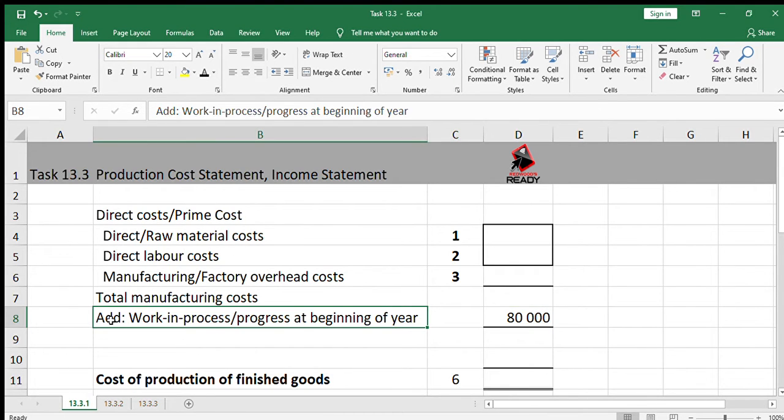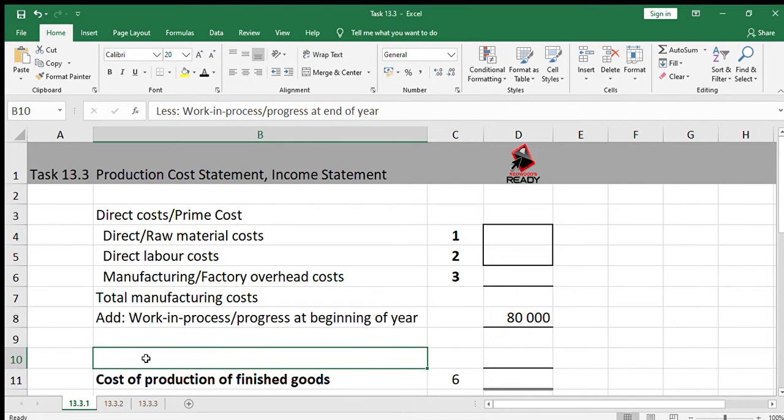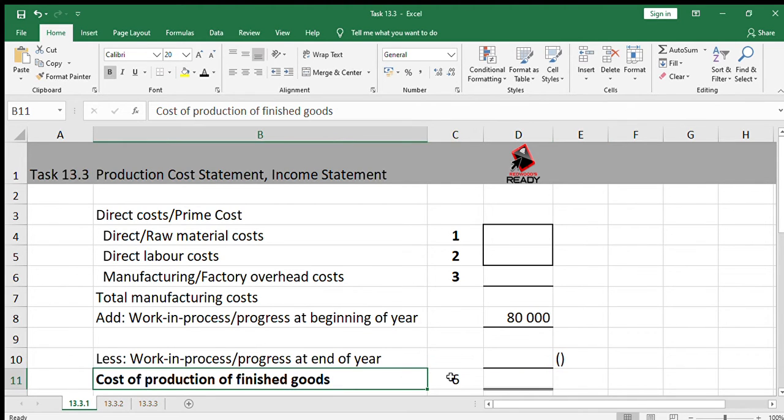I've written "add" here. You don't have to write "add" as long as you know that you're going to be adding it. In the next line, you don't have to write anything there. And then we're going to say less work in progress or process at the end of the year. Because we'll be subtracting this, it's going to be in brackets. You must remember that later. And the final answer will give us the cost of production of finished goods. So you can just fill in this format quickly, and we put the 80,000 in.